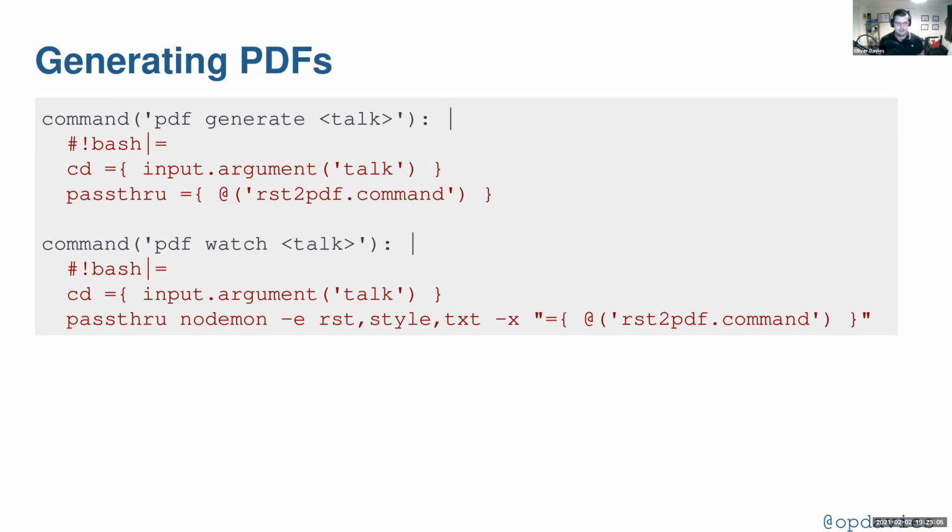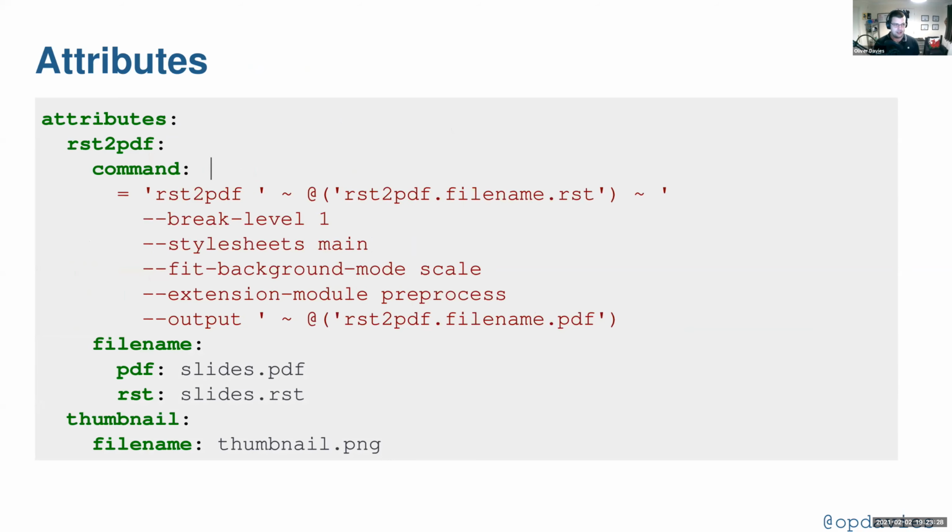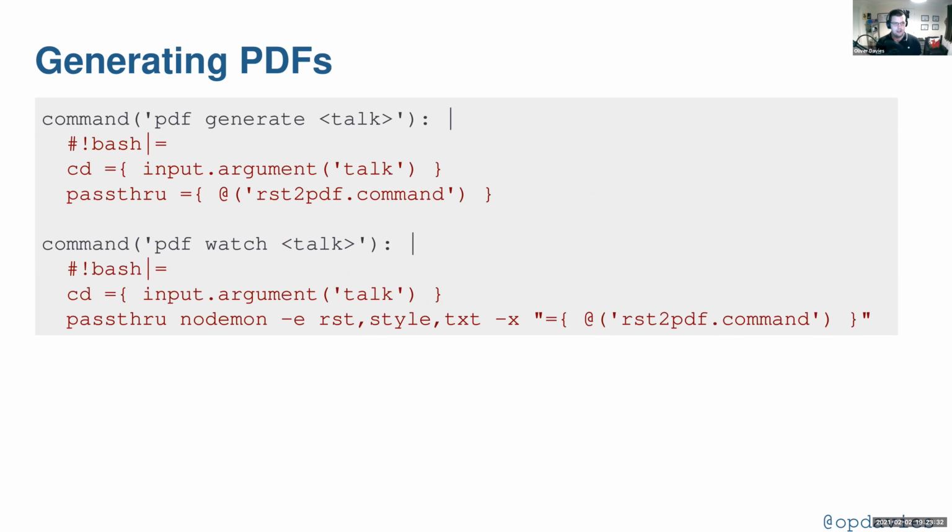Or if I want to watch for changes and recompile on every change, I use a tool called Nodemon. I think it's Nodemon, but there's discussions about how you pronounce that. And I use that to watch the files. I'm looking for the RST, looking for the style sheet, looking for the text file, and then just saying run that PDF command again. So rather than having to run 1, 2, 3, 4, 5, 6 lines here, or 6 commands or arguments, I can now just run ws pdf generate talk, and it will do it all for me, or watch.